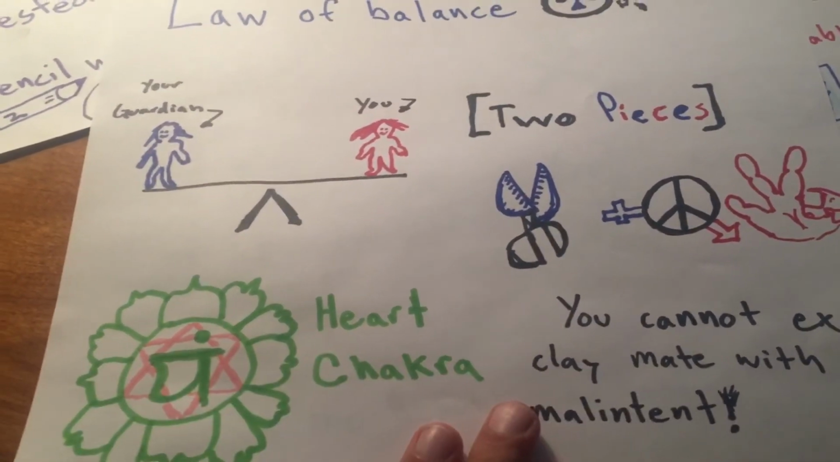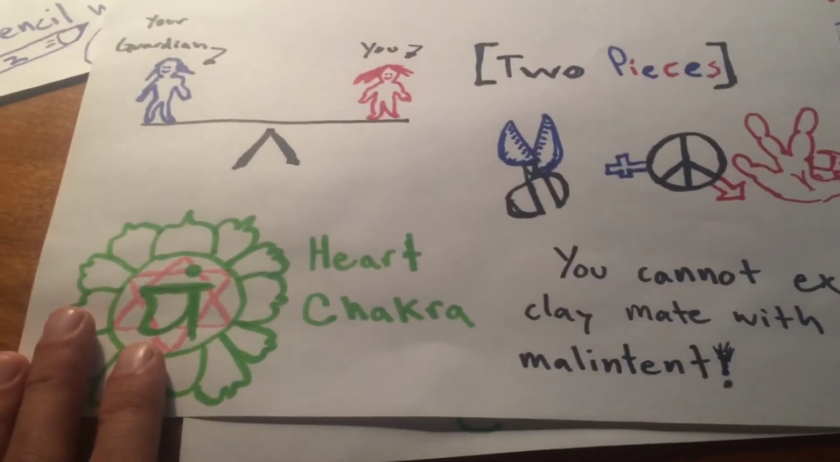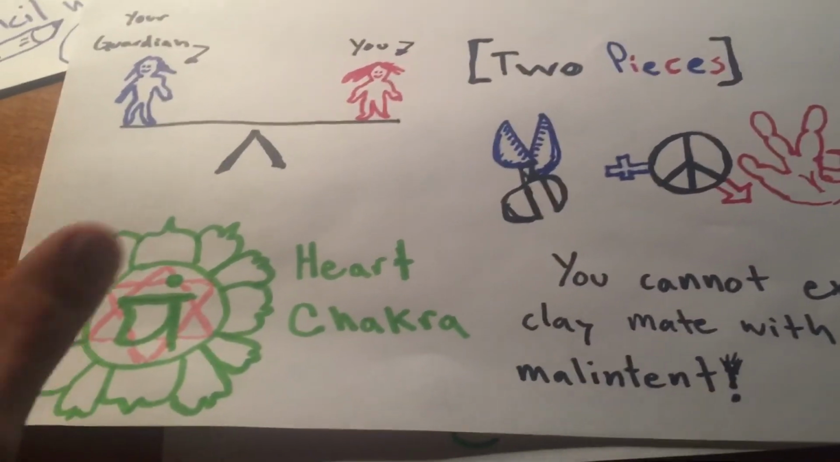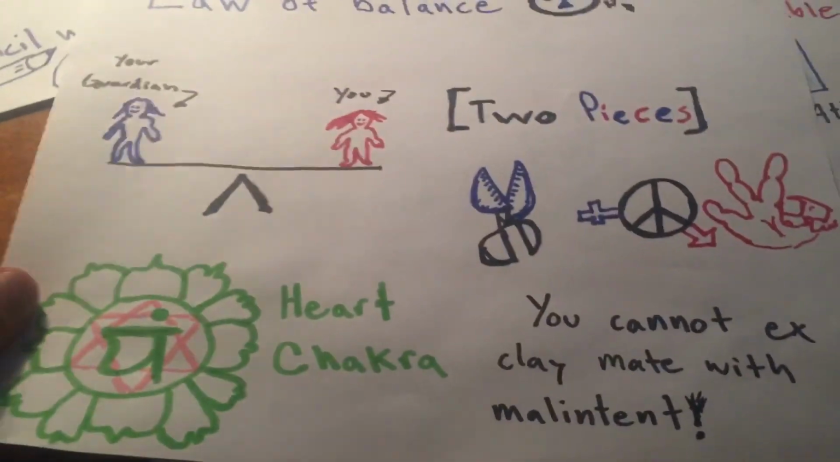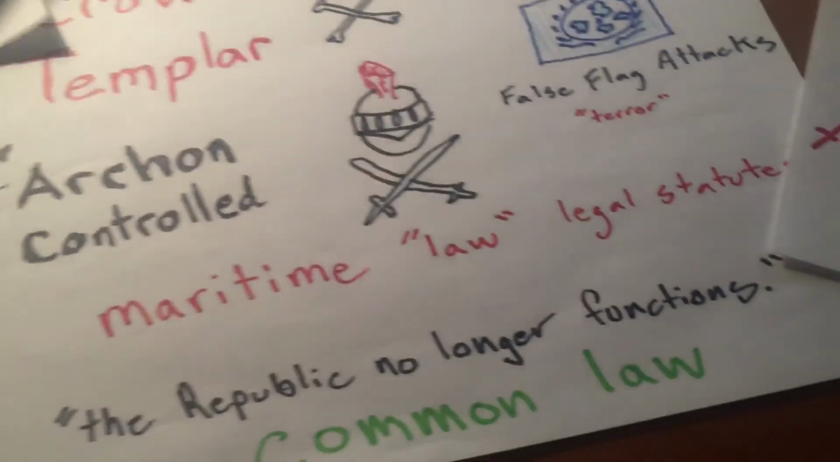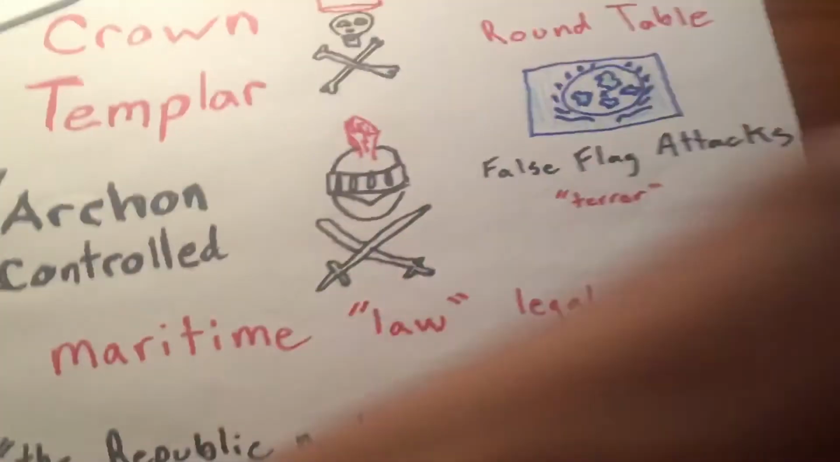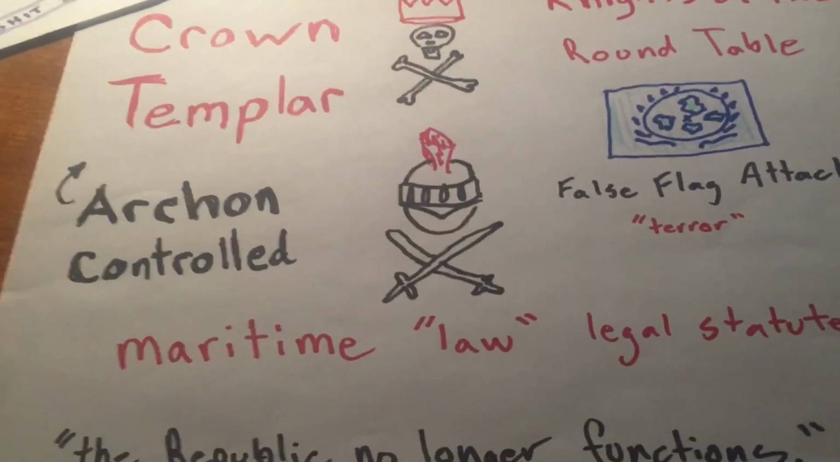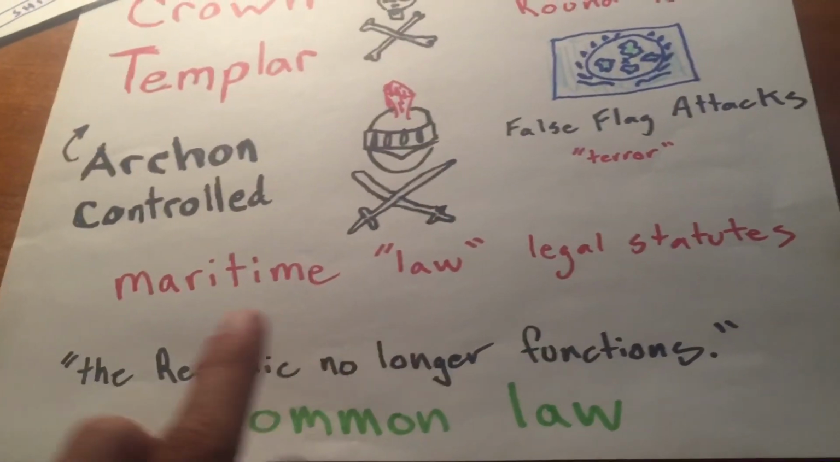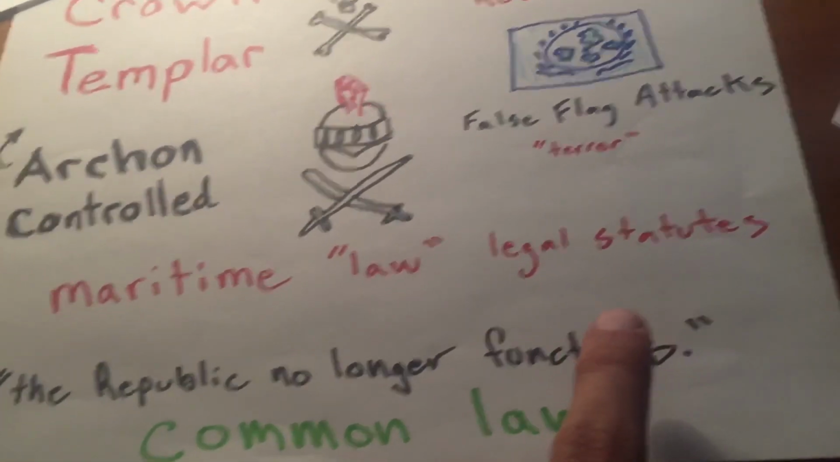And so we need to get it back like the Na'vi in the Avatar movie, living natural, and we're not using money and currencies. Okay, and so this is all the fallen angel, crown Templar. Just look some of this stuff up, okay? We can't use common law anymore. We're forced into this maritime law, which is their legal statutes. It's not lawful, it's legal.